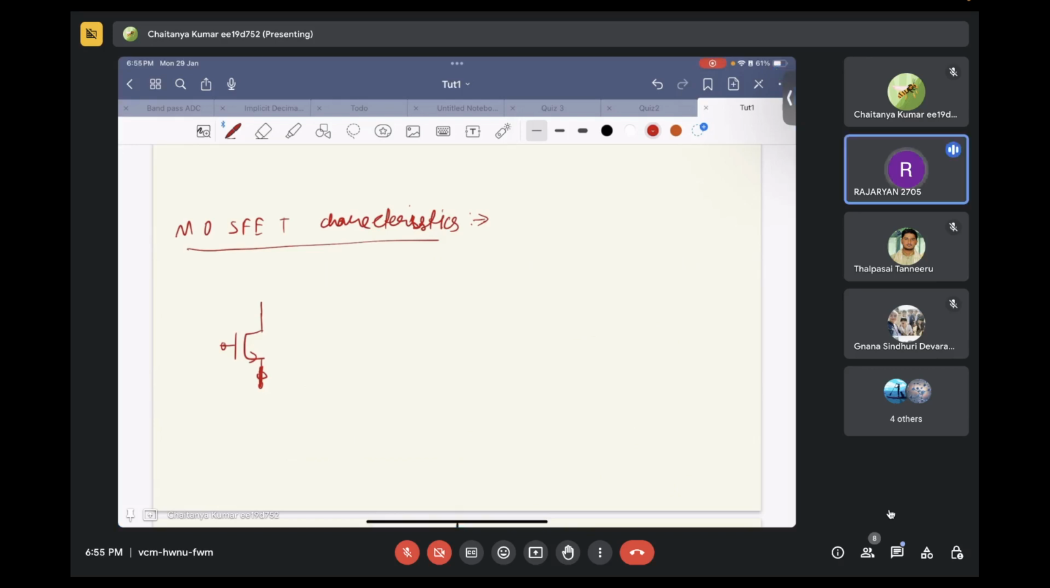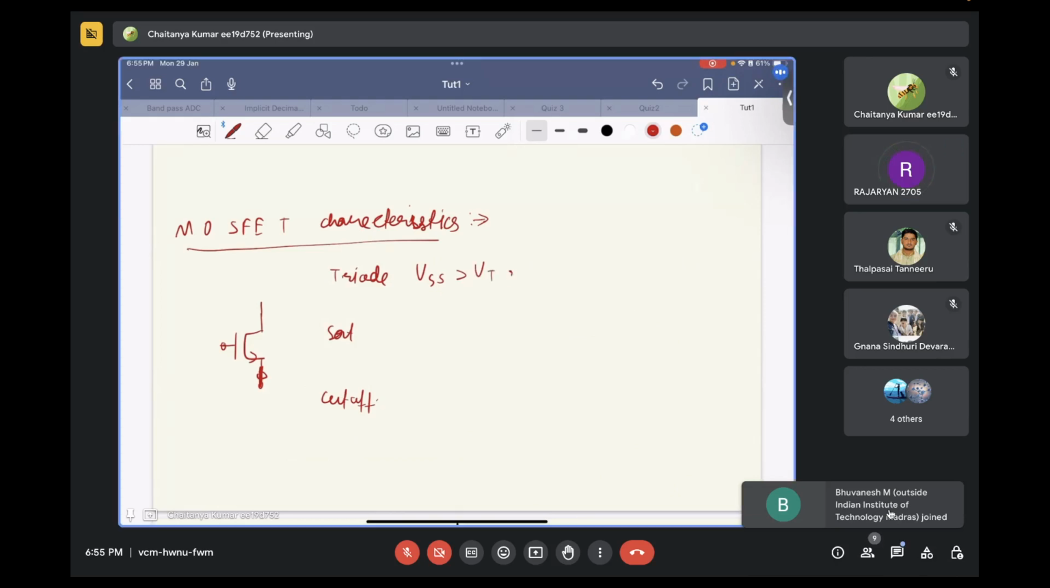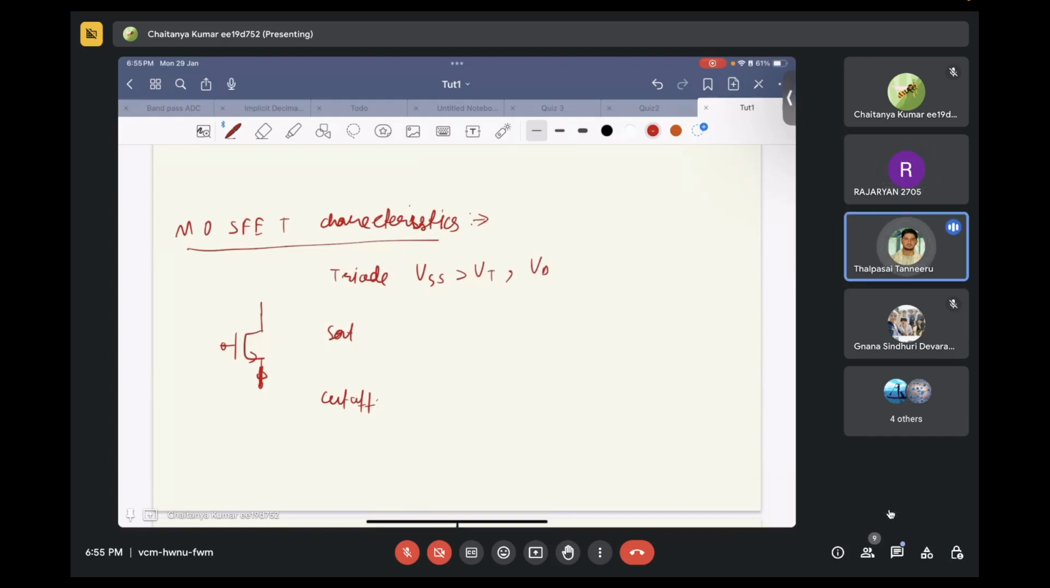The triode region, saturation region, and cutoff region. Yes, sir. What is the condition for the triode region? Sir, VGS should be greater than VT and VDS should be less than or equal to VGS minus VT. Yeah, correct.